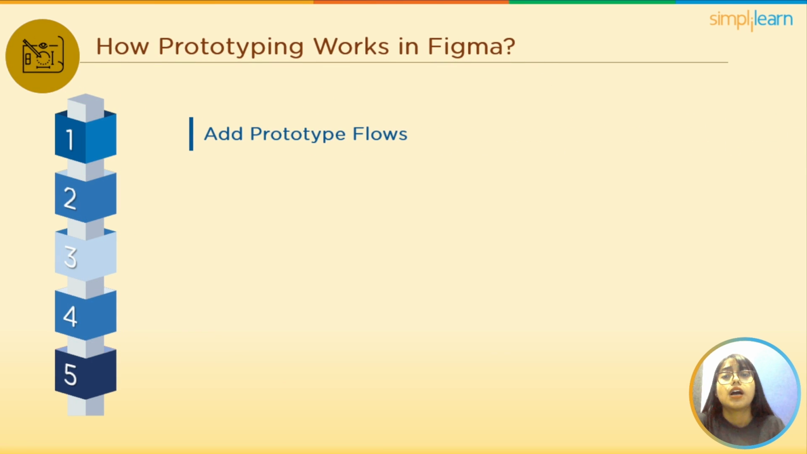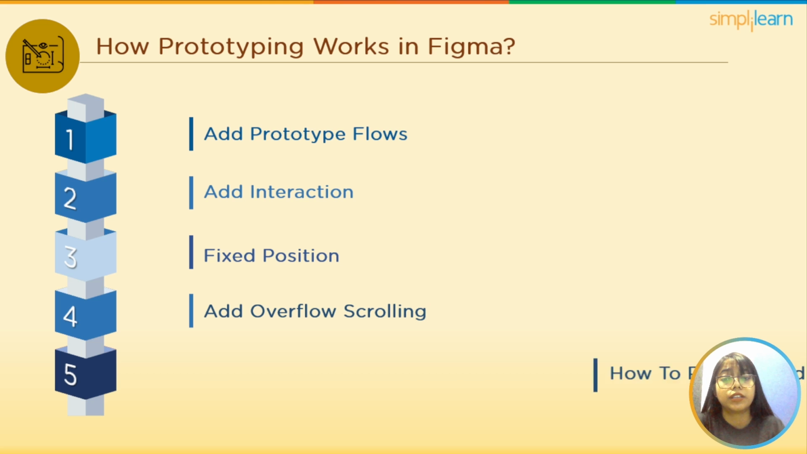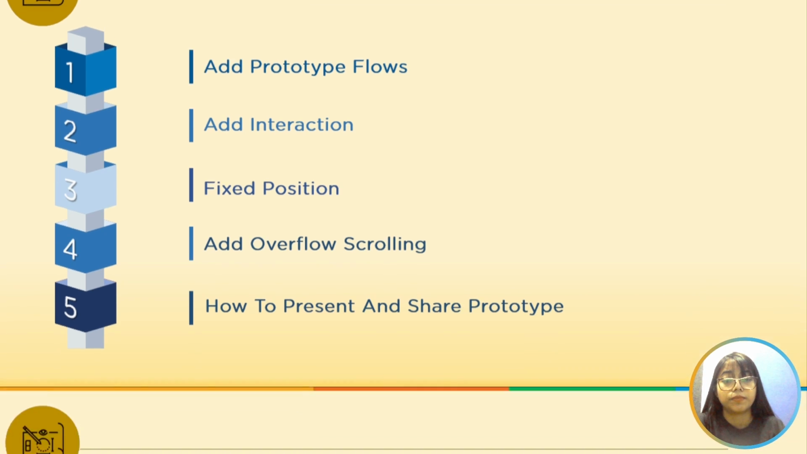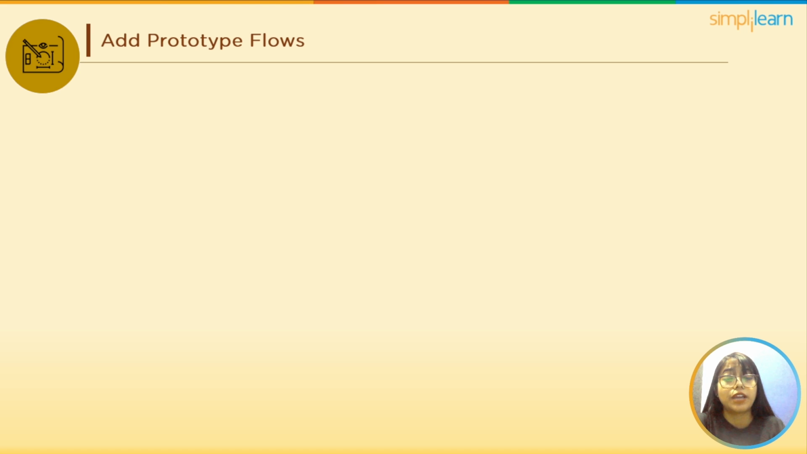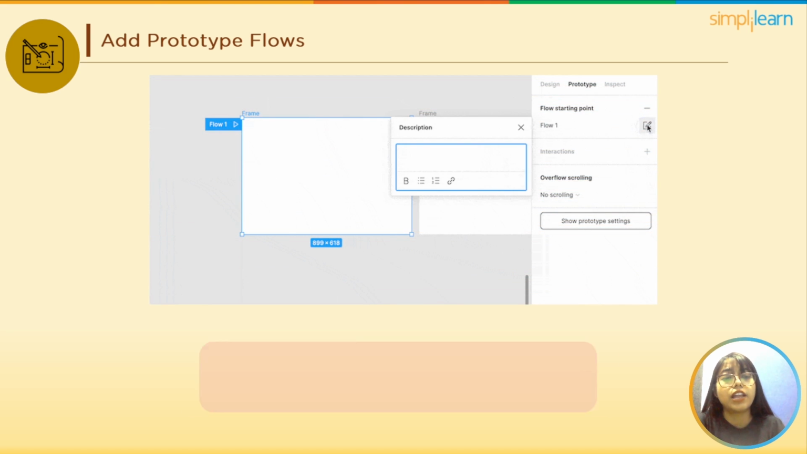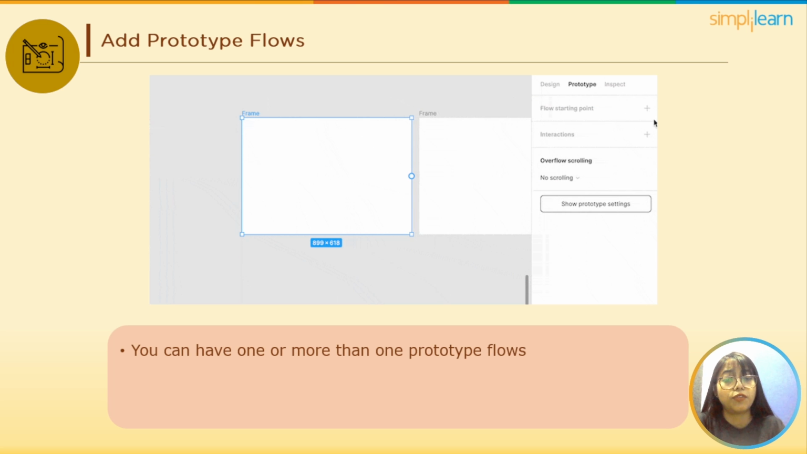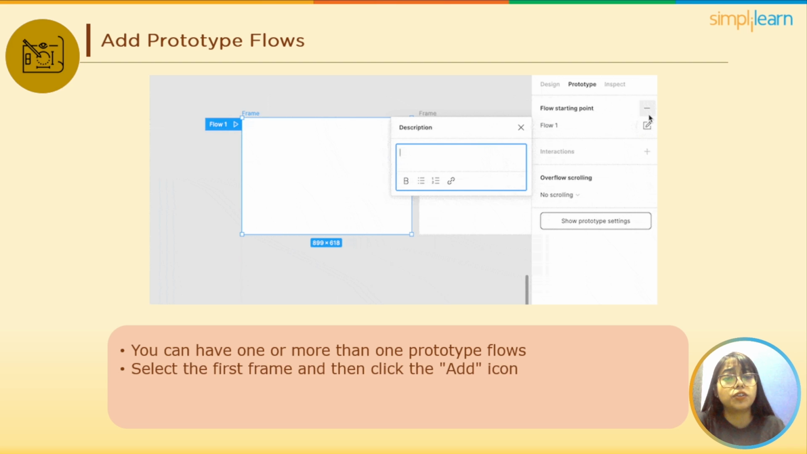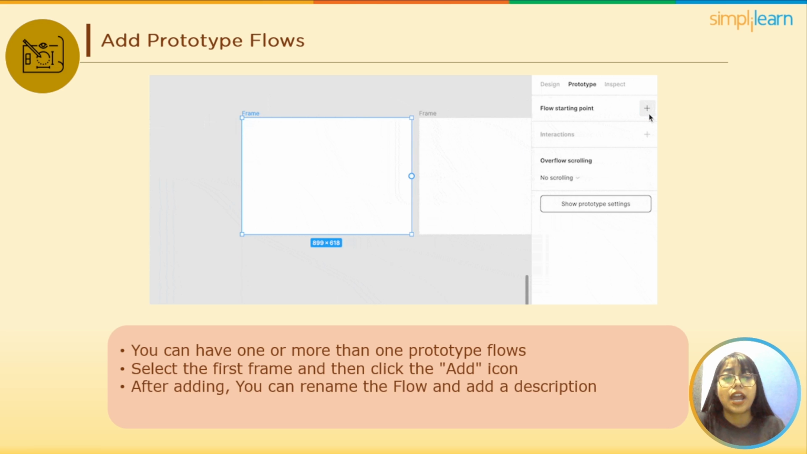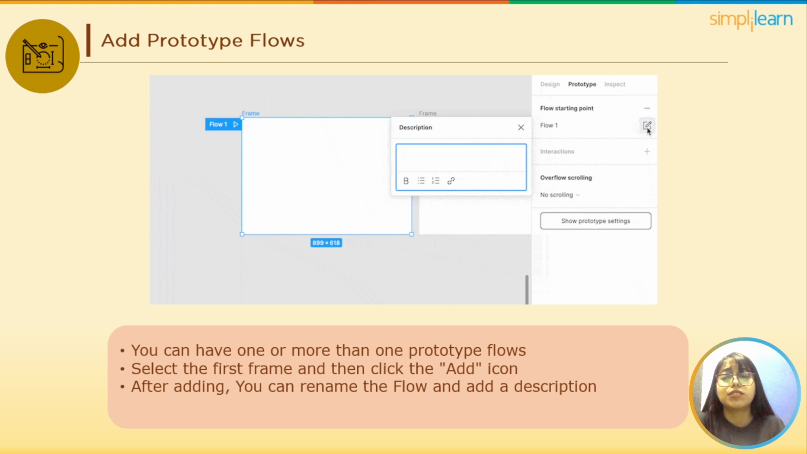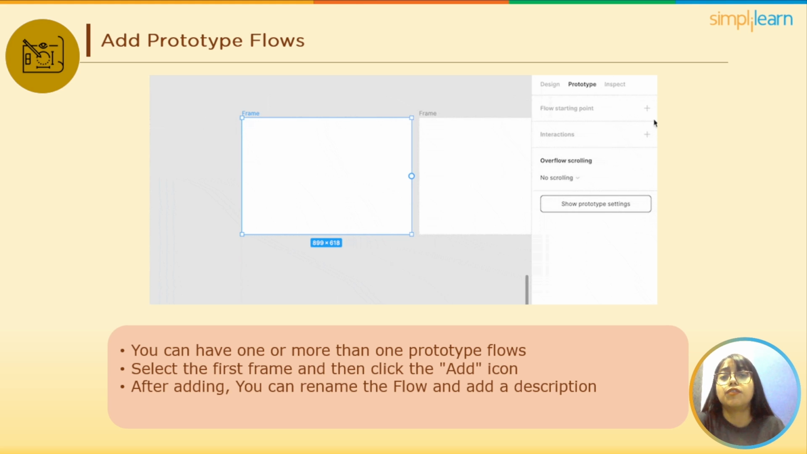So the first one is we can add prototype flows, add interaction, fix position, add overflow scrolling, and see how to present and share a prototype. So the first one is add prototype flows. In the Figma file, you can have one or more prototype flows on each page and they should have their starting point and unique name. Select the first frame you want to appear in your flow and then click the add icon next to the flow starting point. After adding, you can rename the flow by clicking on the name input, and you can add a description or delete the flow by clicking the delete icon next to the flow starting point.